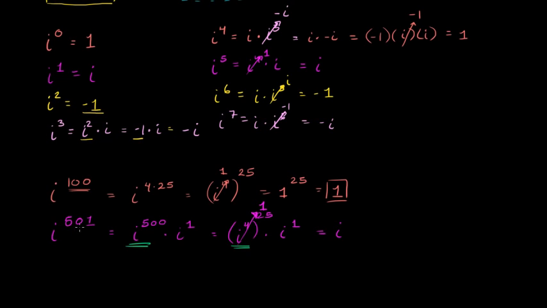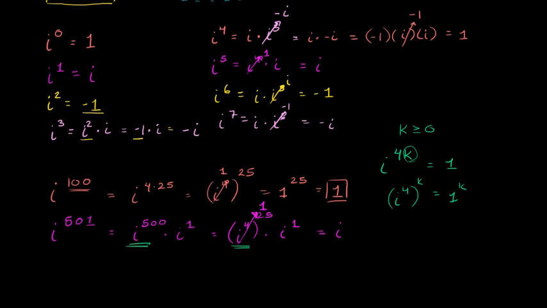So let me write this generally. If you have i to any multiple of 4, and we'll just restrict k to be non-negative right now, k greater than or equal to 0, then we are going to get 1. Because this is the same thing as i to the 4th power to the kth power, and that is the same thing as 1 to the kth power, which is clearly equal to 1. And if we have anything else, if we have i to the 4k plus 1 power, i to the 4k plus 2 power, we can then just do this technique right over here.